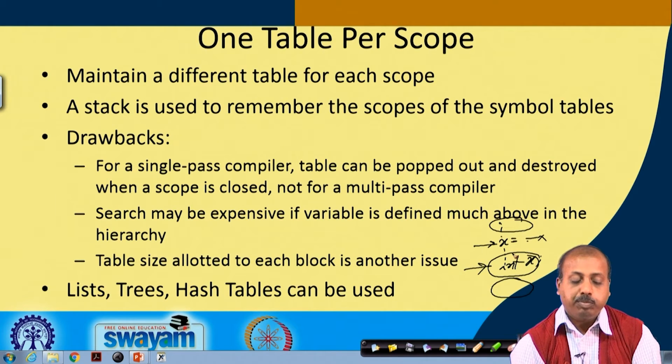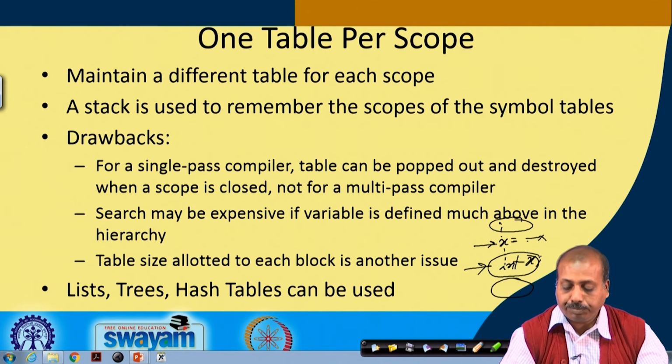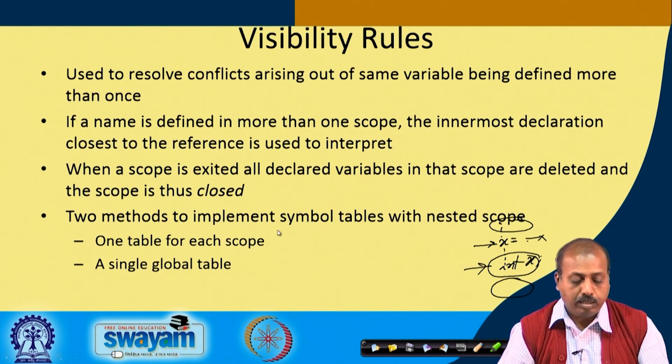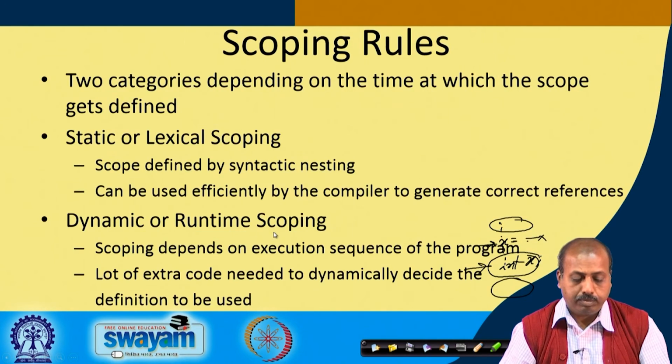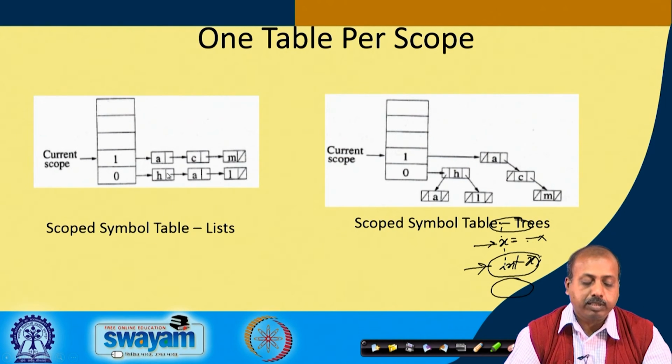Because now a number of tables are to be searched. Like you see in this table, if you are looking for, say, the symbol h, then first it will look into the current scope. It will scan through all of this, and then it will not find h here. So, it will come to this level 0, and then it will be searching for this h. So, it will get h here.